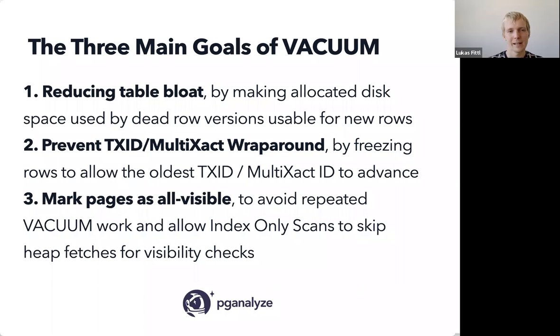Now I want to summarize again the 3 main goals of vacuum. First of all, the main goal is reducing table bloat, right? That's the main benefit to your application. The second goal is preventing transaction ID and MultiXact wraparound, as we just talked about. MultiXact we'll talk about in a moment. Third, we mark the pages all visible to prevent repeated work and enable our index-only scans.